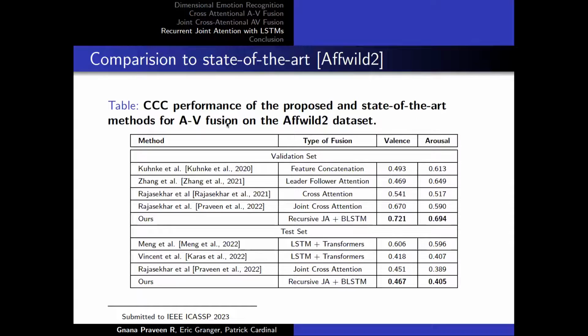And these are the results compared with the state of the art for the validation set and the test set. So we are able to get good results. This is the cross-attentional model, which is the first model I explained, and this is the joint cross-attentional model, which is the second one. And this is the latest one, which is recursive joint cross-attention plus LSTM.